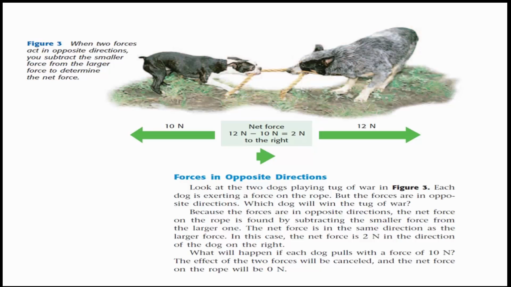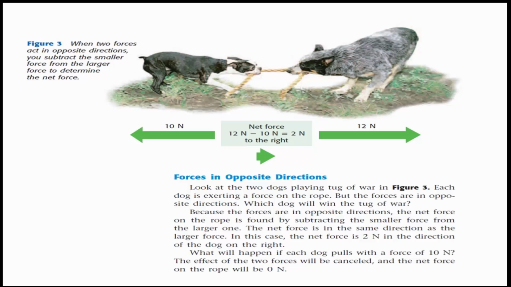Forces in opposite directions. Look at the two dogs playing tug-of-war in Figure 3. Each dog is exerting a force on the rope, but the forces are in opposite directions. Which dog will win the tug-of-war? Because the forces are in opposite directions, the net force on the rope is found by subtracting the smaller force from the larger one. The net force is in the same direction as the larger force. In this case, the net force is 2 newtons in the direction of the dog on the right.